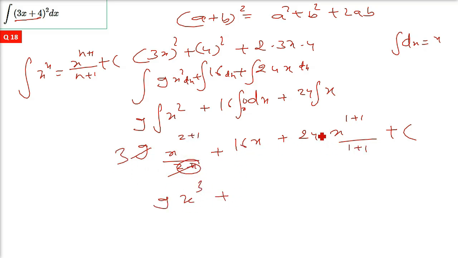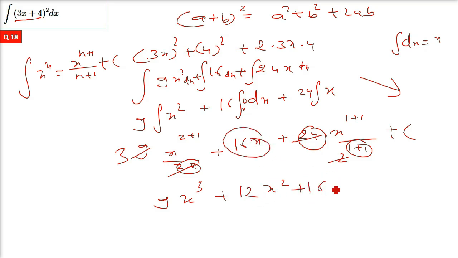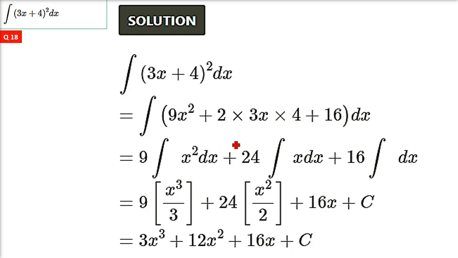There is a slight change here. I have cancelled but written it 9, it will be 3. And writing the above power first, 12x raised square. This 16x I am taking here, 16x plus c. This is your final result. So if you are doing it by yourself, this is the relationship for you. There is a slight change only, 3x cube, the first one is there.